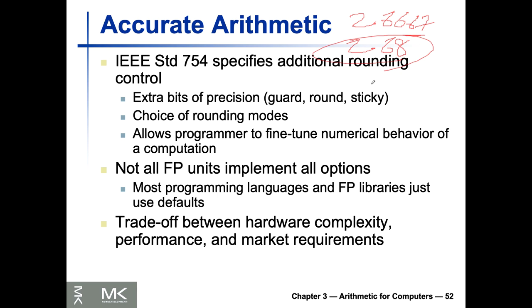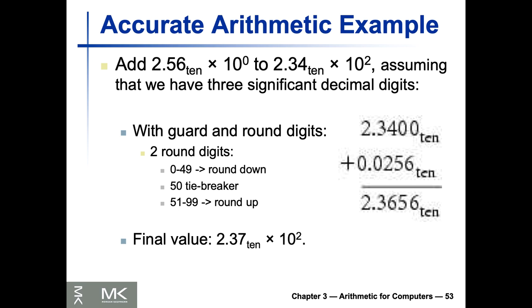So how are we going to address this? In the IEEE standardization for floating point, they envisioned some extra bits for precision: guard, round, and sticky. So we're going to have an example about rounding for the bits. For instance, suppose you want to add 2.56 times 10 to the power of 0 and 2.34 times 10 to the power of 2, assuming that we have three significant decimal digits. Say we do this with guard and round digits. What we're going to do is, if the remainder is from 0 to 49, we round down. It's less than half. The half itself is a tiebreaker, so you can go either way, depending on the convention. And the ones above half, you round up.